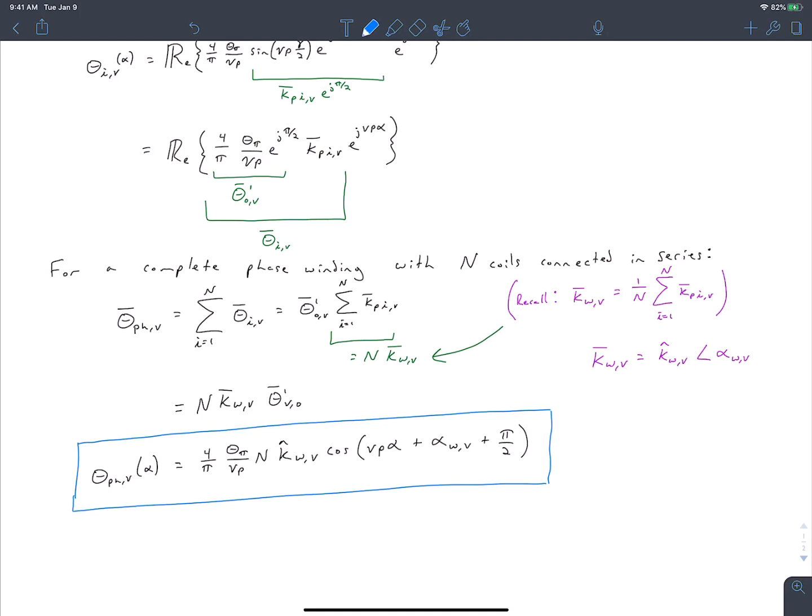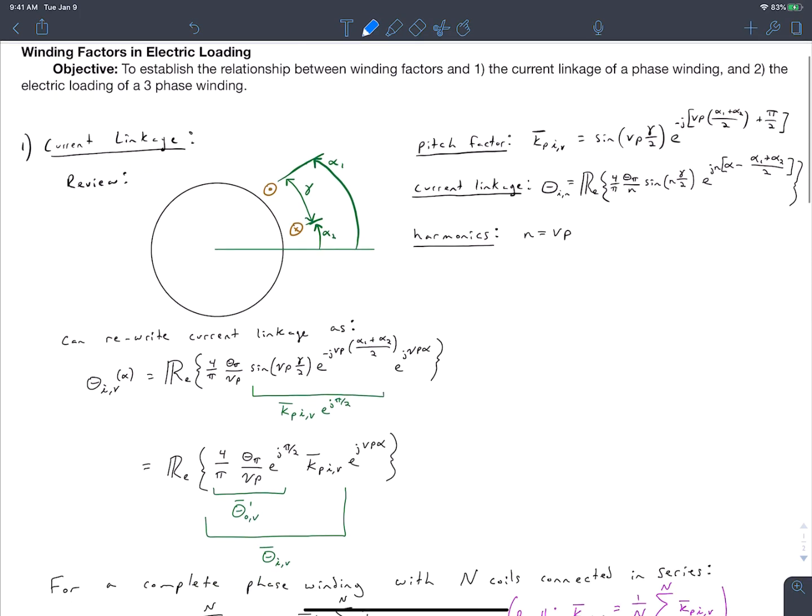And this is a nice fundamental result that shows us that the winding factor truly is a primary variable, a fundamental aspect of our electric machine. So when we lay out our winding, suddenly we know both what our back EMF will look like, and we also know what our current linkage and our air gap will look like. So going back to our objective up here, we've now completed objective number 1. We've related our winding factor to the current linkage of our phase winding.